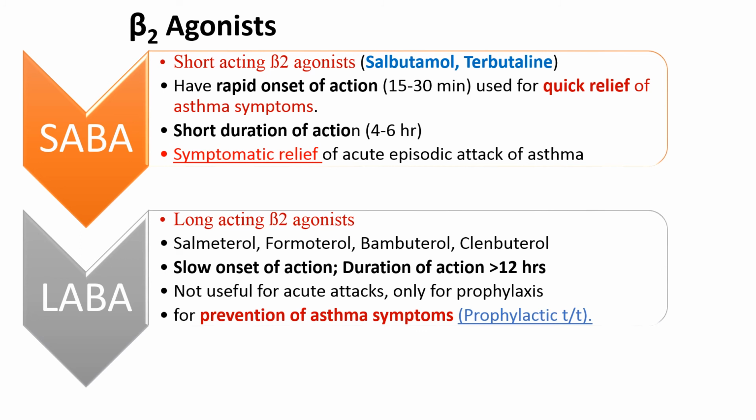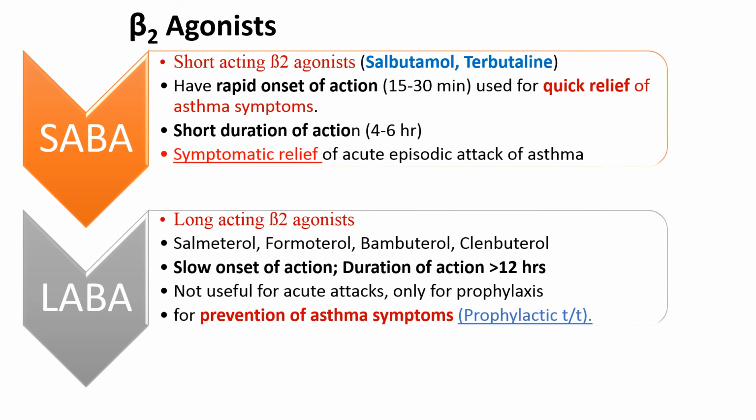But the long-acting beta-2 agonistic drugs, though they have bronchodilatory action, have a delayed onset of action compared to the short-acting beta-2 agonists. But the good thing is that their duration of action is prolonged, more than 12 hours. The duration of action of short-acting beta-2 agonists is only 4 to 6 hours, whereas that of long-acting beta-2 agonists is more than 12 hours. Because of their delayed onset of action, you cannot use them in an acute attack of asthma. You cannot use them as relievers or for quick relief of bronchial asthma symptoms, but you can use them as a prophylactic agent for control of symptoms or prevention of asthma symptoms.